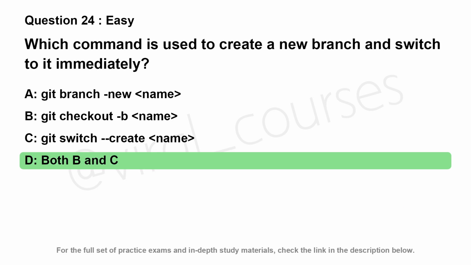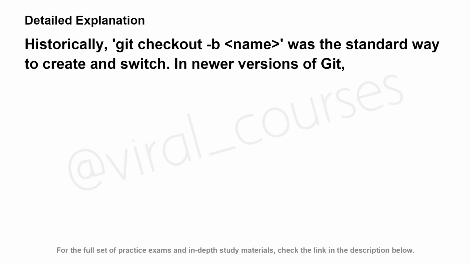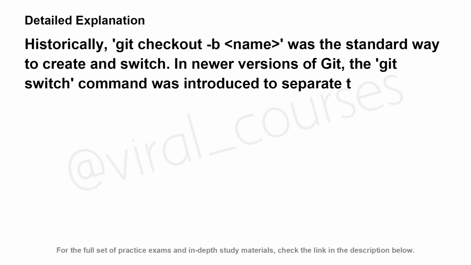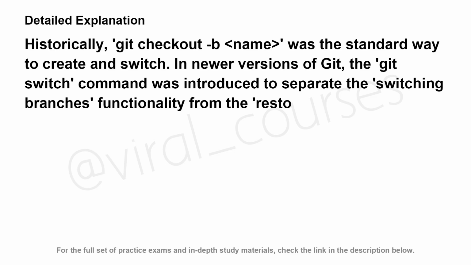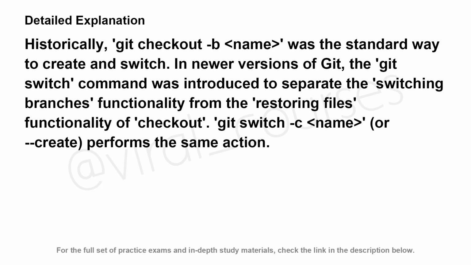The correct answer is D. Historically, git checkout -b <name> was the standard way to create and switch. In newer versions of Git, the git switch command was introduced to separate the switching branches functionality from the restoring files functionality of checkout. git switch -c <name> or --create performs the same action.